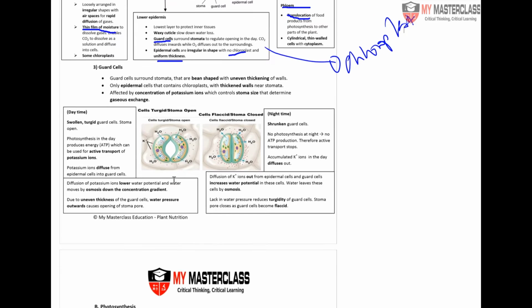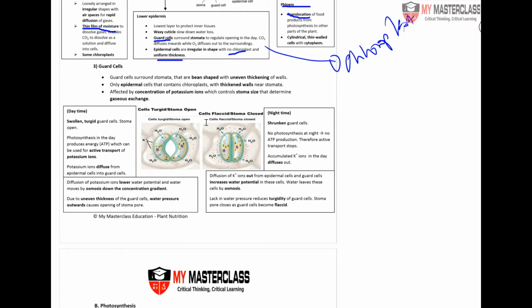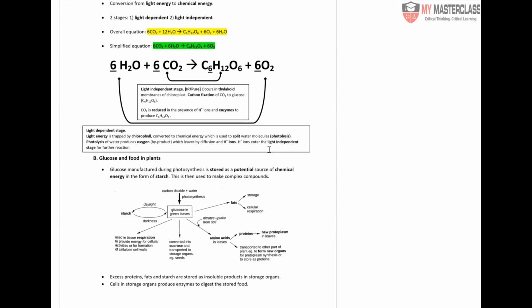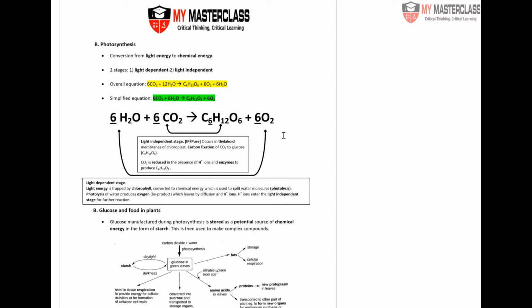Now, I will skip the part on gut cells first. We will move on to the actual photosynthesis. Okay, important part of photosynthesis, you will have to note the conversion of energy. So it's conversion from light energy to chemical energy. Now photosynthesis is divided up into two sections: light dependent and light independent.